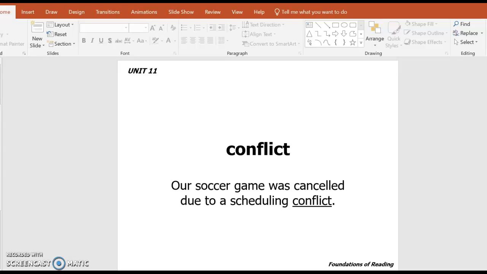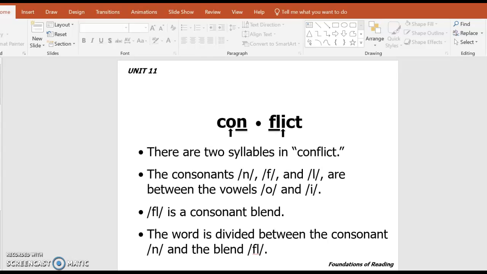The word conflict. Our soccer game was canceled due to a scheduling conflict. There are two syllables in conflict. The consonants N, F, and L are between the vowels O and I. FL is a consonant blend. The word is divided between the consonant N and the blend FL.